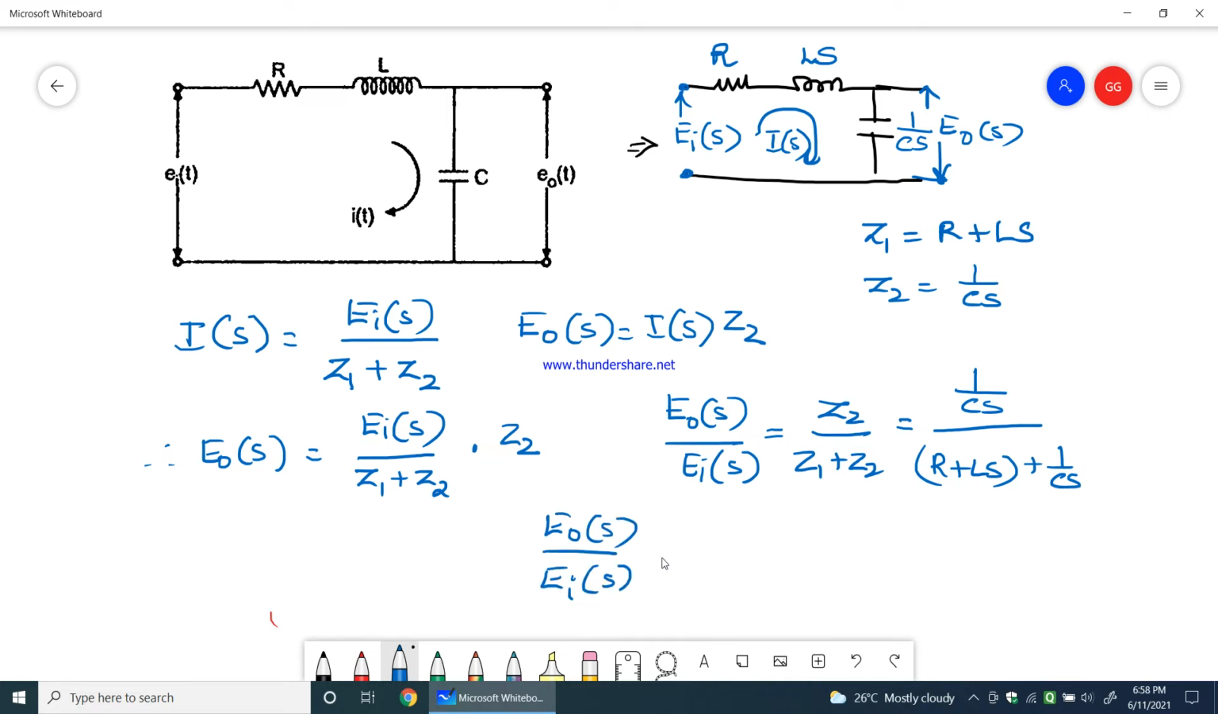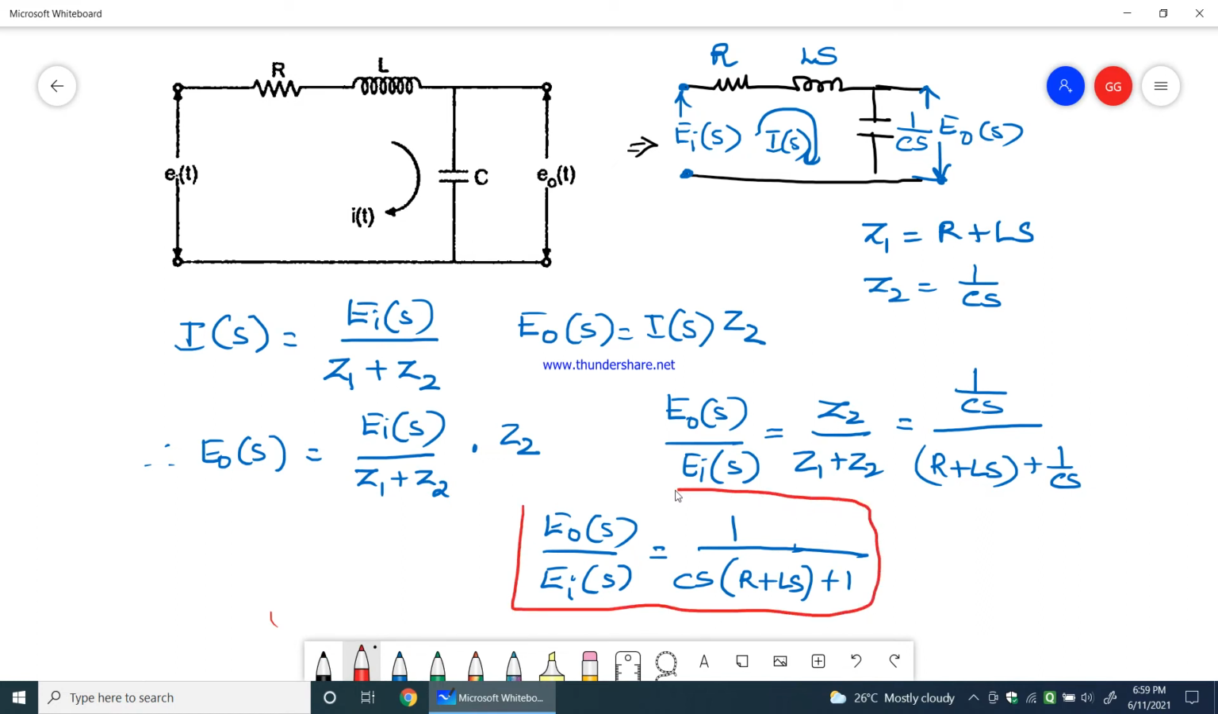Therefore, E out of S by E in of S would be equal to, so this is quite simple, so I will just derive it completely. So it is 1 divided by CS into R plus LS plus 1. So this would be the final transfer function equation for the given problem. Okay, so this is the transfer function for the given electrical circuit.